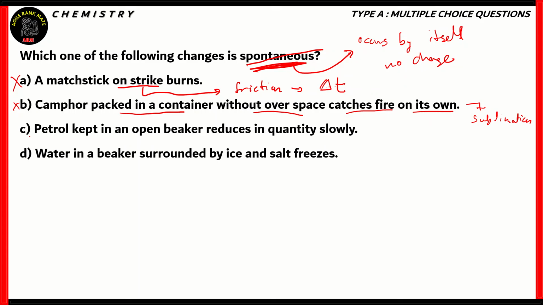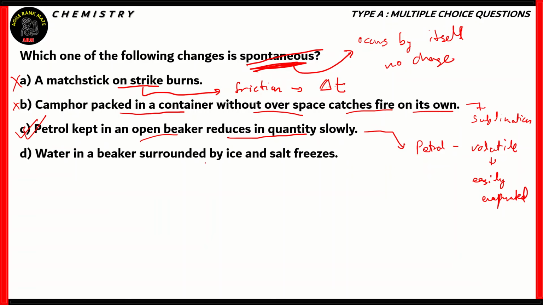What about option C? Petrol kept in an open beaker reduces in quantity slowly. Now we know that petrol is a volatile substance, and that means it's easily evaporated. So you don't have to induce heat in order for it to evaporate. So therefore, we can safely say that option C is a spontaneous process.